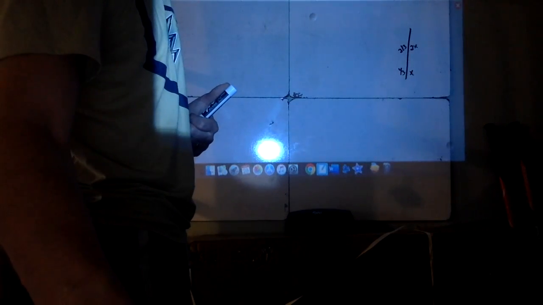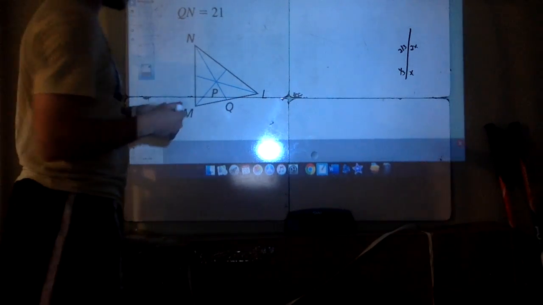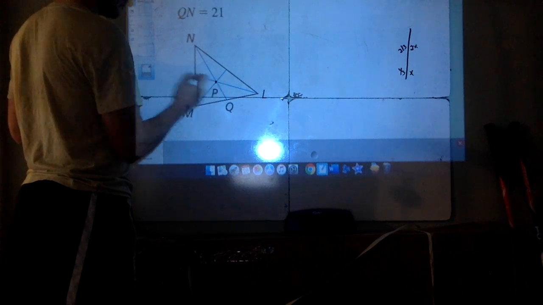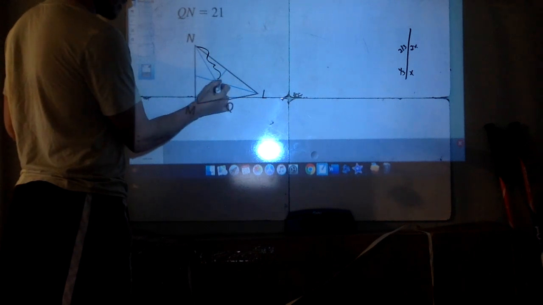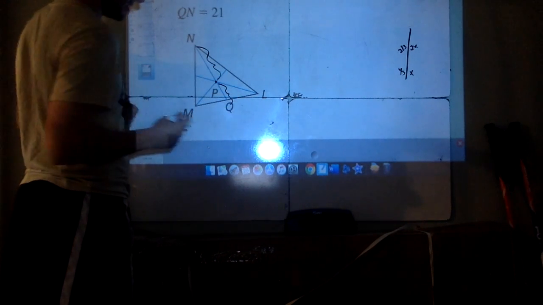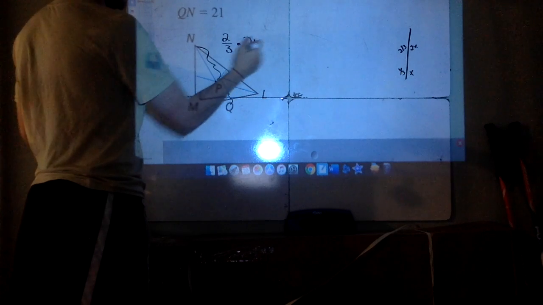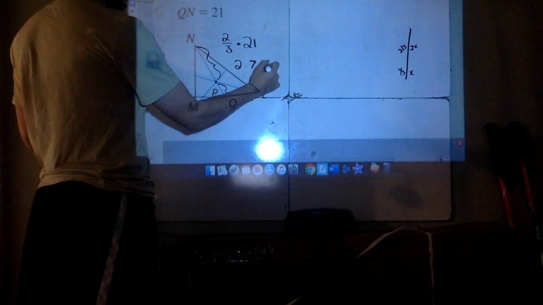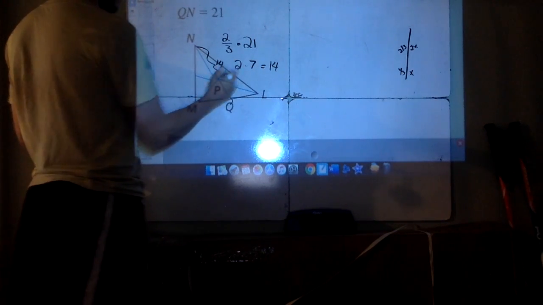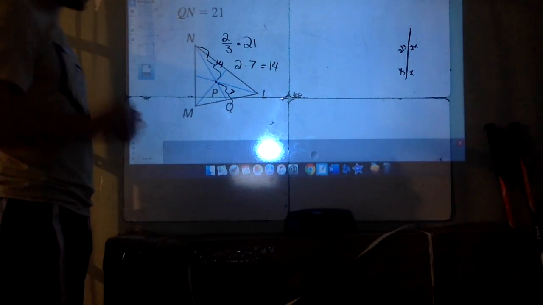All right, so coming back, how we can use that is in a problem like this. We know QN is 21, and if this is our centroid here, we want to find what this length is and what that length is. So we know this length is 2/3 times 21, and I just do 21 divided by 3, which is 7, times 2, which gets us 14. And if that's 14, that makes this 7. Pretty simple example of how we can use this.